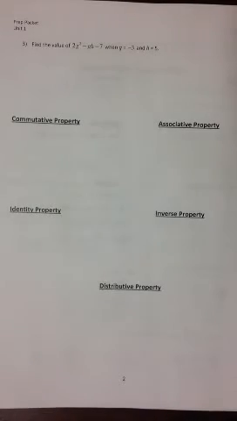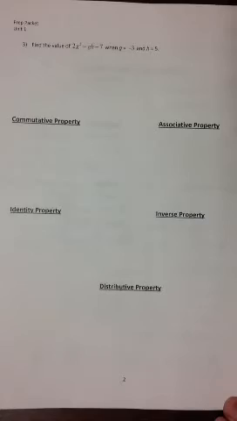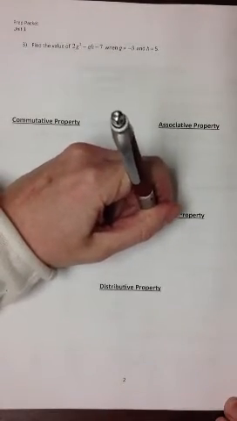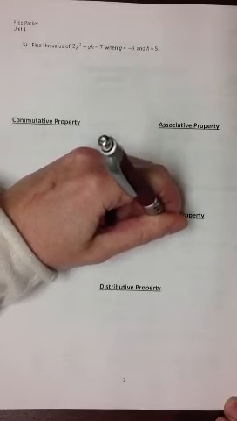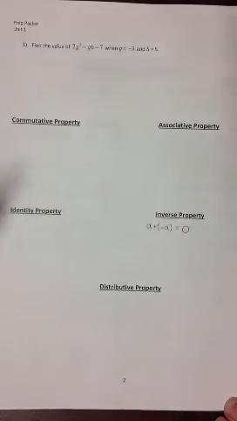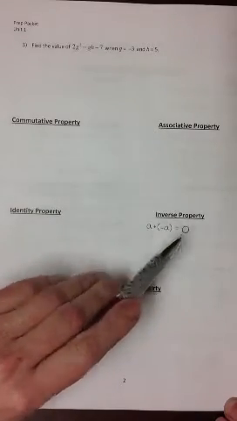So two more properties to do on this page, and then we'll get on to some examples. The next property we're going to talk about is the inverse property. The inverse property says that if you add a number's opposite, you will get the additive identity.